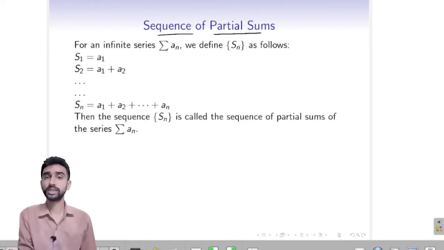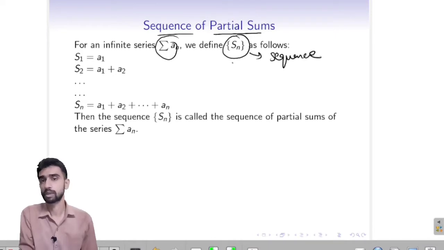Now what is the sequence of partial sums? We will use this term to understand the concept of series of real numbers. So for an infinite series a_n, we define S_n. What is S_n here? This is a sequence, you can see, and this is a series.